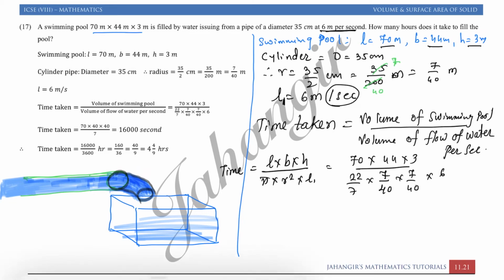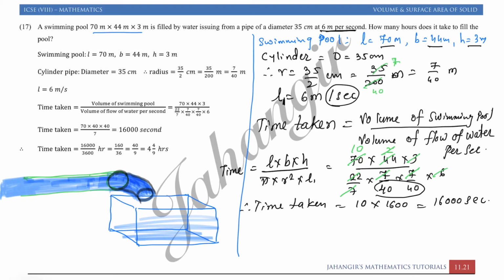So after cancelling out, what you are getting, 22 ones are 22 twos are 7 and 7 will get cancelled, 7 ones are 7 tens are 3 and 2 will get cancelled with 6. So numerator में only 10 is left, so therefore time taken 10 into 4 fours are 40 into 40 is 1600, so that is equal to 16,000 seconds.